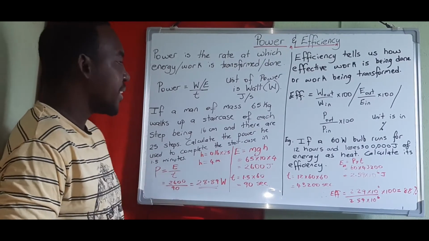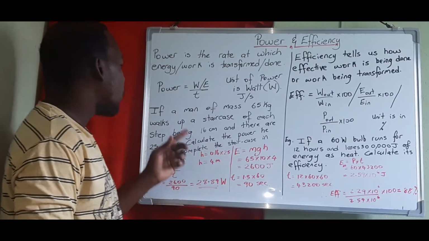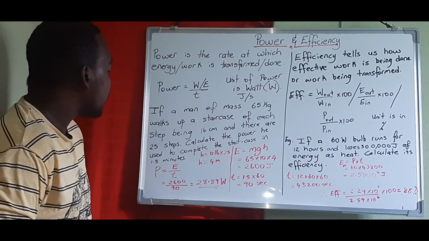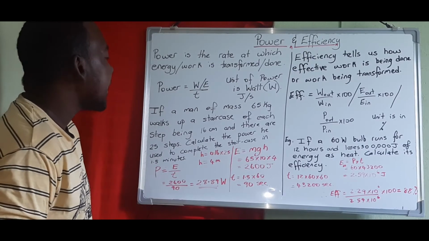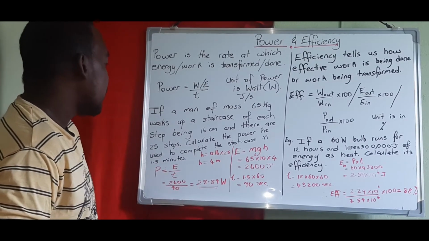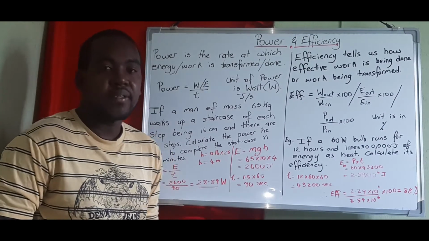Now, let's look at an example. So if we have a man of mass 65 kilograms that walks up a staircase, each step being 16 centimeters, and there are 25 steps, calculate the power he used to complete the staircase in 1.5 minutes, right?